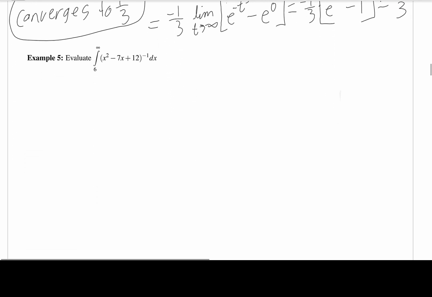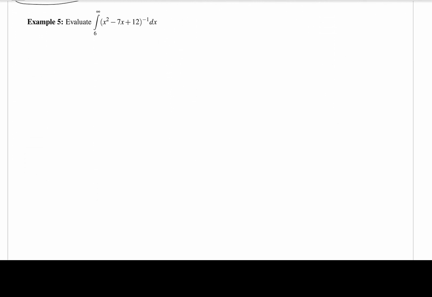Okay. Now looking at example 5, we need to go ahead and rewrite it as a limit. So we've got the limit as t goes to infinity of the integral from 6 to t of 1 over x squared minus 7x plus 12. And this we should recognize as a time to do partial fractions.